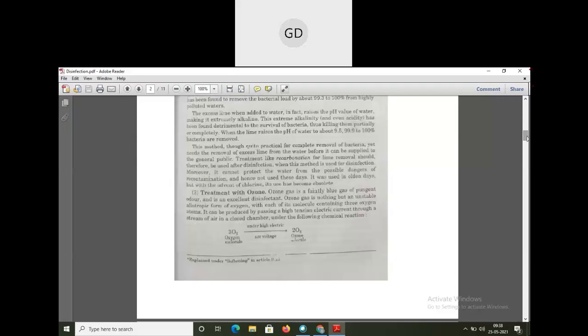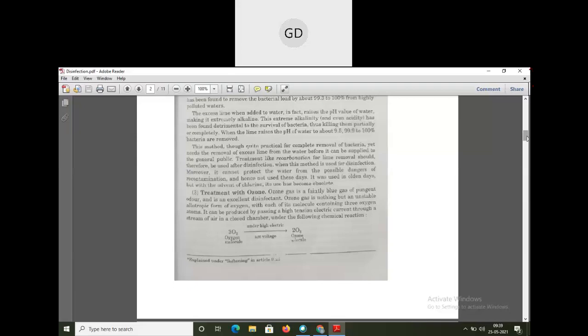Next is the treatment with ozone. What is ozone actually? Ozone is a gas. It has a pungent, bad smell, and it is said to be a very good disinfectant to remove bacteria. Ozone is an allotropic form of oxygen. It has three atoms of oxygen.